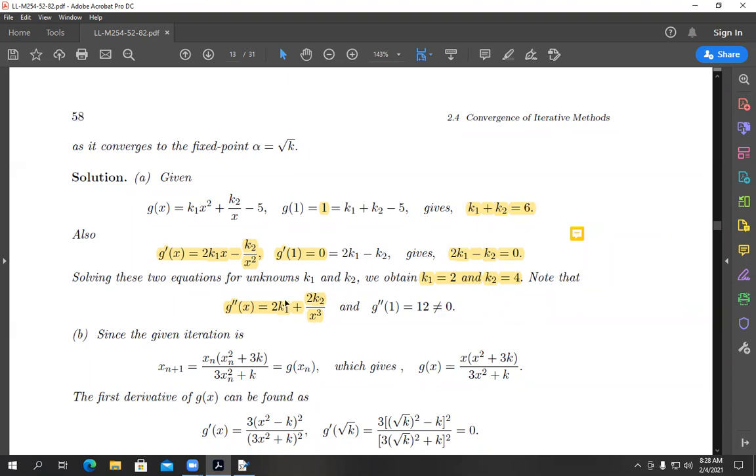Now we find the second derivative of g, which is 2k1 and this. Now you know the values of k1 and k2. When you put the values of k1 and k2 at x equal to 1, you have the answer 12, which is not equal to 0. That's the condition satisfied. It means your k1 and k2 are correct values which satisfy this condition.